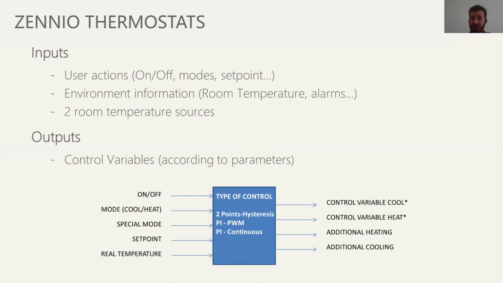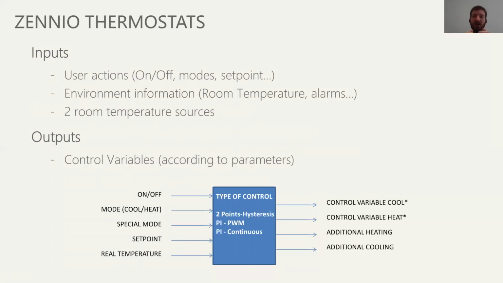And 2 room temperature sources. So all of our thermostats can take the room temperature from 2 different sources and combine that however. So it's either source A or source B, and then any combination in between, 25-75, 50-50, or 75-25. And then the thermostat analyzes this information according to parameters, whether it's 2-point hysteresis, whether it's a basic thermostat or an advanced thermostat, whether it's PWM, whether it's PI. It analyzes all that information we considered as inputs.